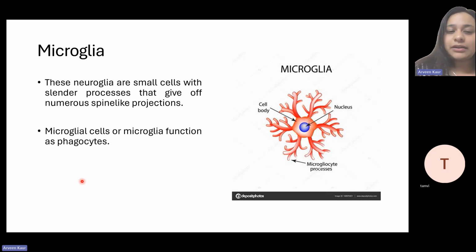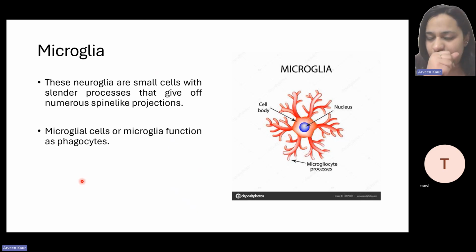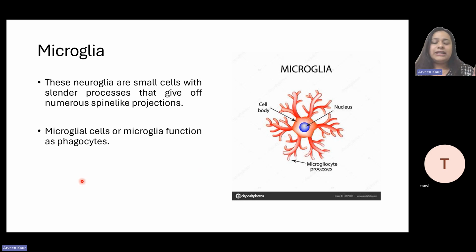There are resident macrophages in the brain also, which are the microglia, right? Microglia are macrophages because they carry out surveillance all the time for any debris, any kind of pathogen, or any kind of harmful substance in the brain. That is why they have these numerous processes. So that is what the microglia looks like normally.